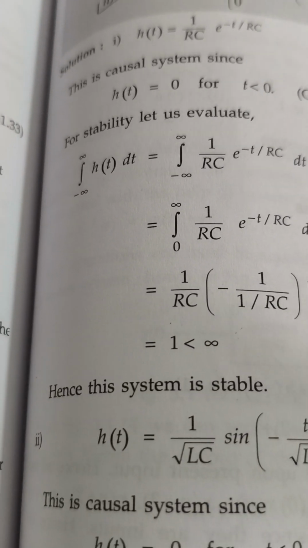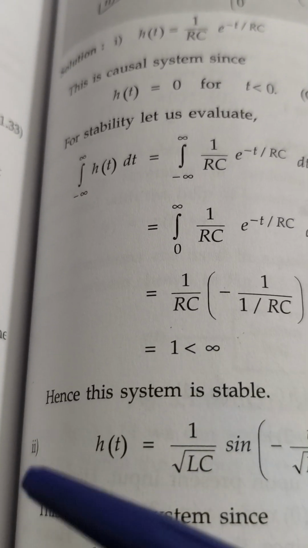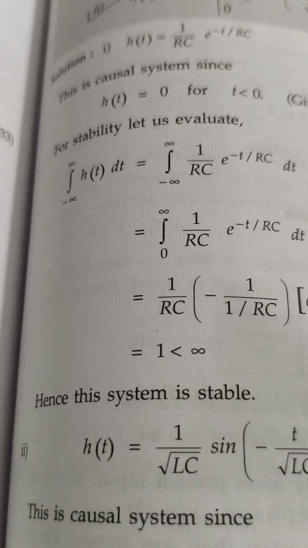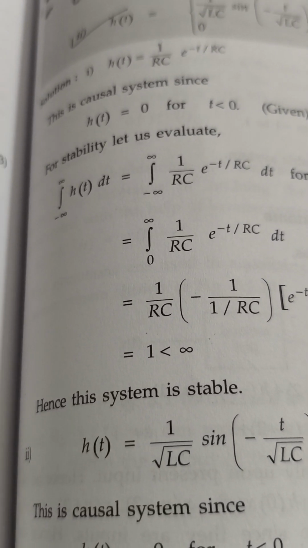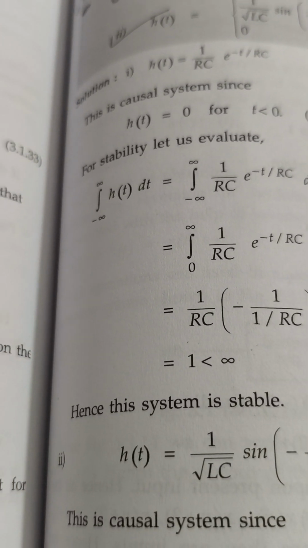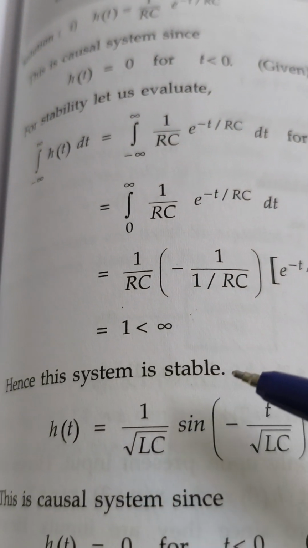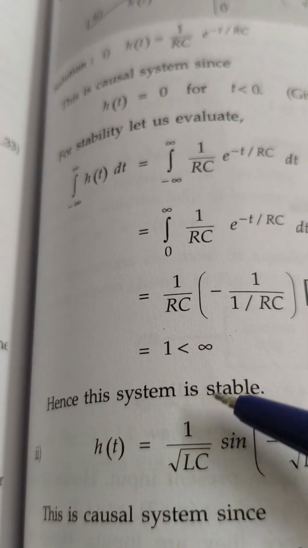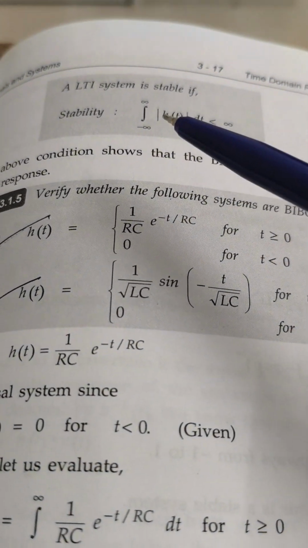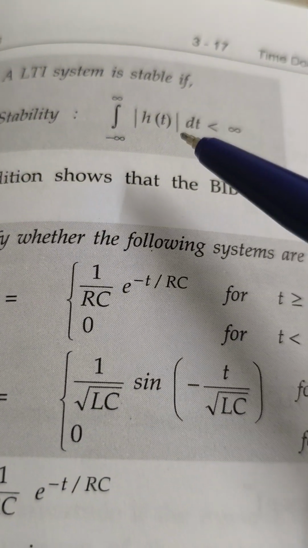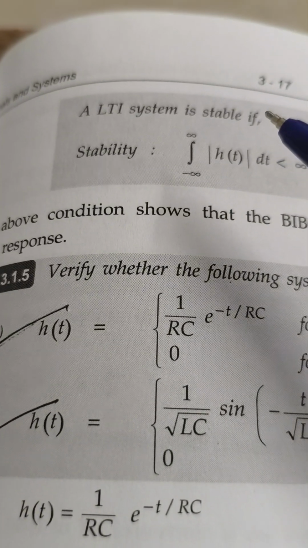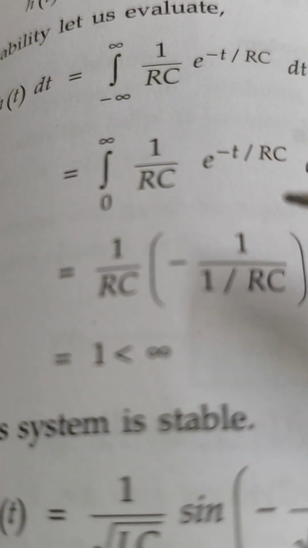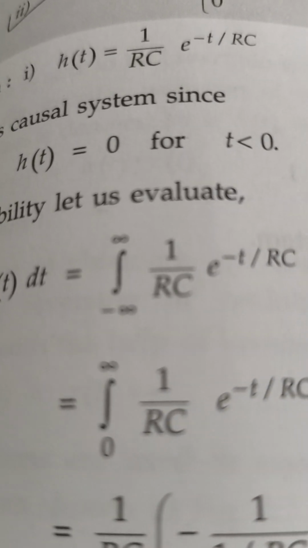Therefore, anyhow, it is less than infinity. If it is less than infinity, then such systems are called stable systems. Hence this system is stable. Why? Because this is the condition: the integration from minus infinity to plus infinity of h of t dt, if it is less than infinity, then such systems are called stable systems. This is stable and it is causal also.